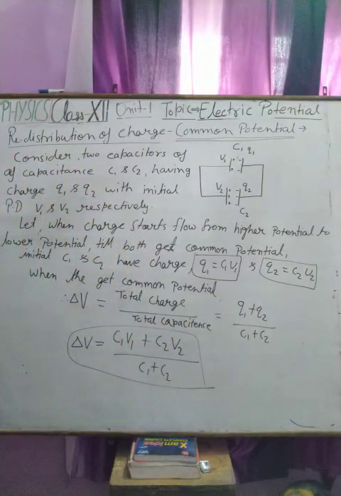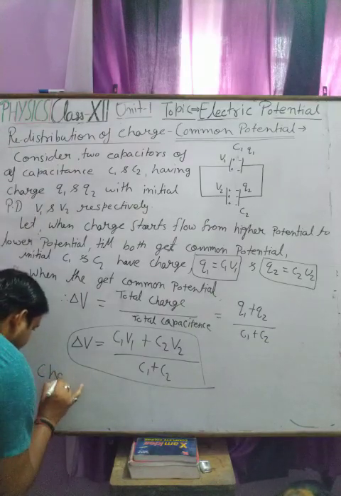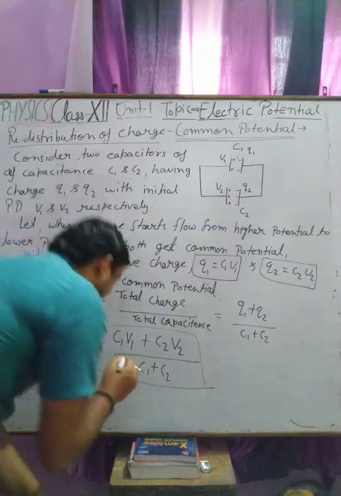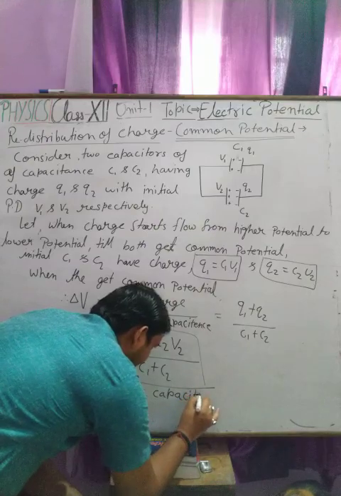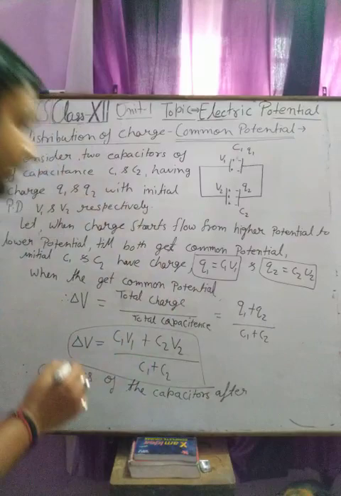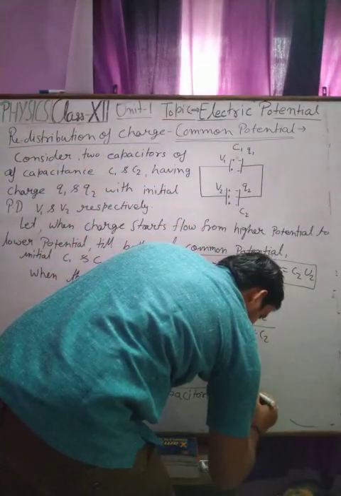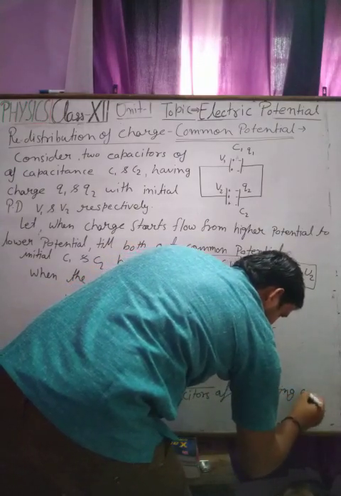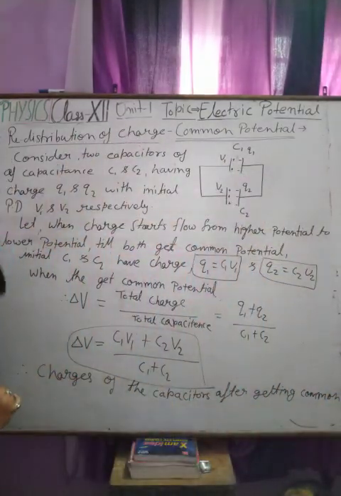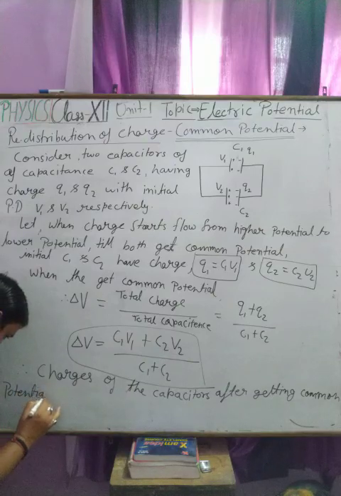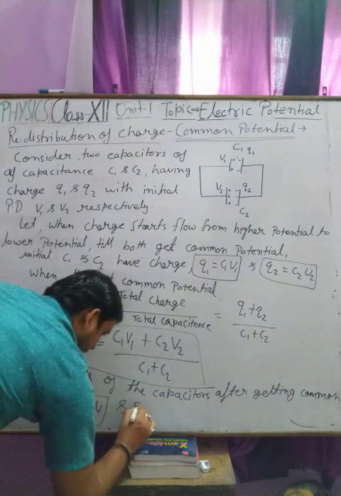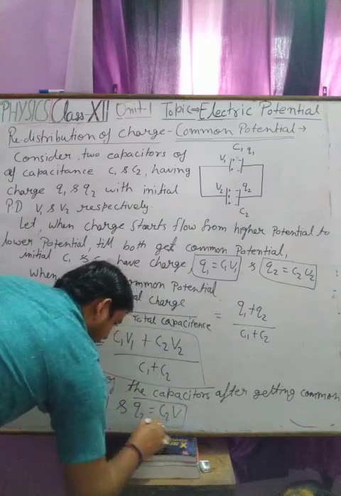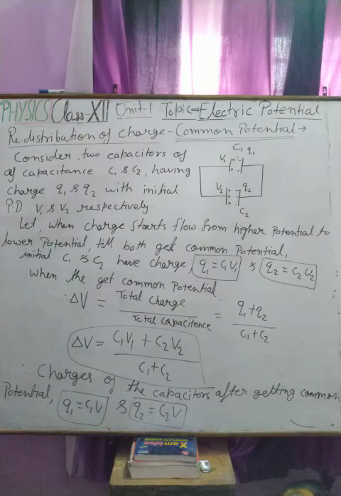Therefore the charges of the capacitors after redistribution of charge, after getting common potential, are Q1 is equal to C1 V and Q2 is equal to C2 V. This is the value of the charges after redistribution and this is the common potential. Copy this.